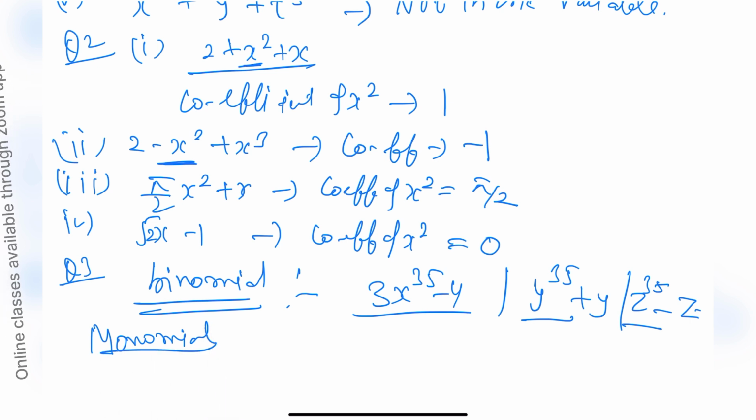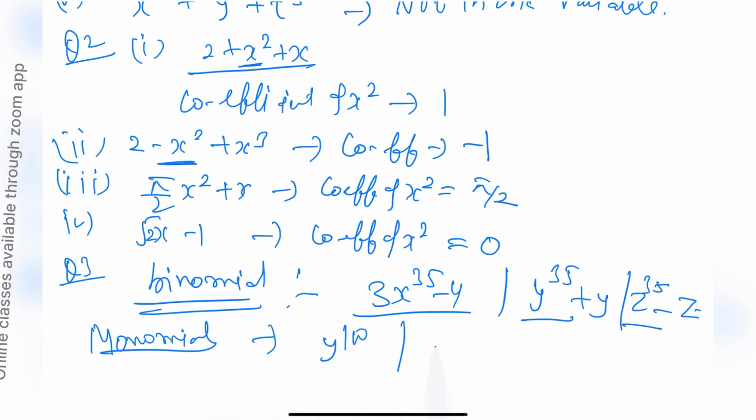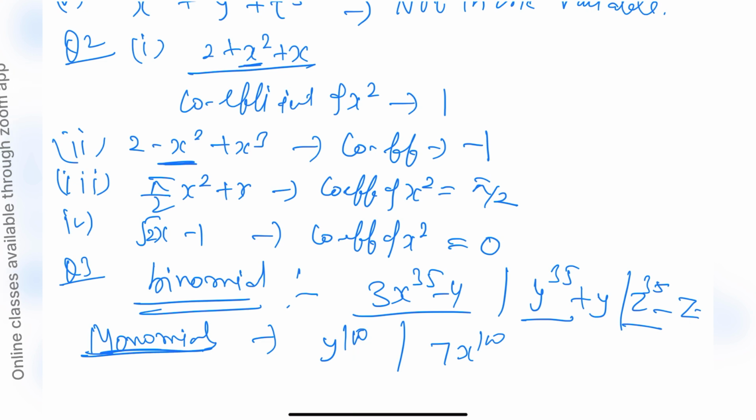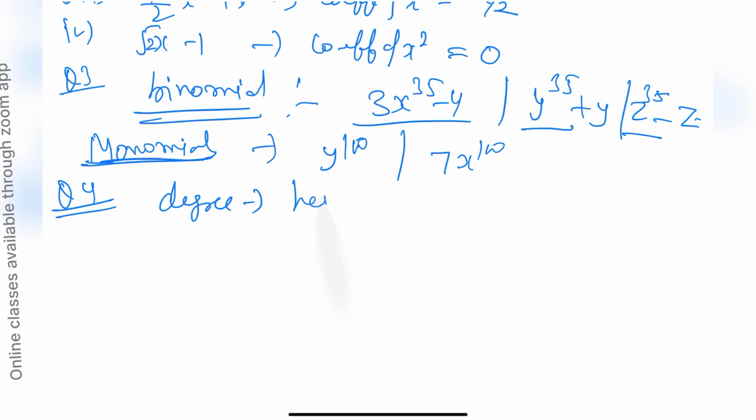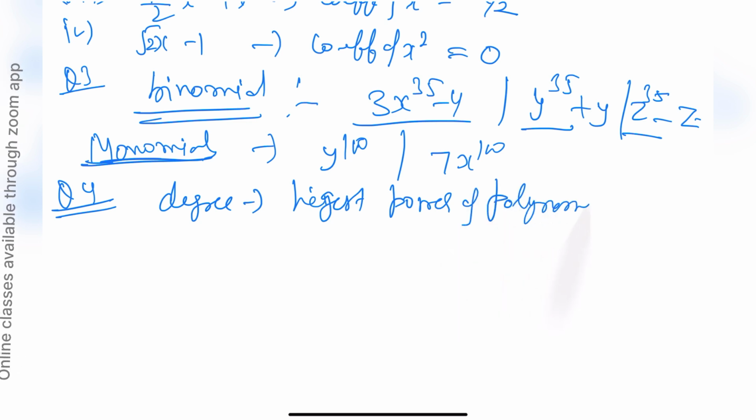Now we have to write monomial of degree 100. So we can write y raised to the power 100. We can write 7x raised to the power 100. So there must be one term, only one term, but the power should be 100. So it becomes a monomial in degree 100. The question number 4 is write the degree of the polynomial. So degree is the highest power of polynomial.